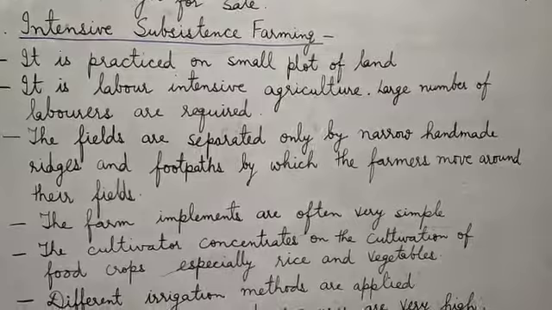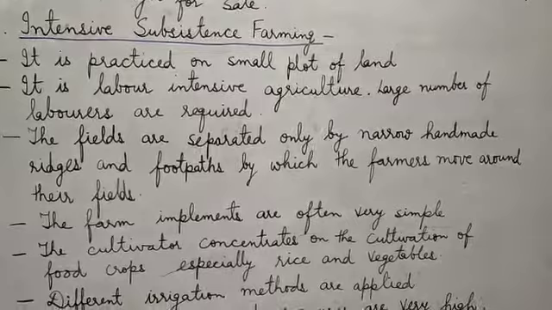So in this type of farming, the farming is done intensively. The farmers grow crops not for sale but mainly to fulfill the needs of the family. So in intensive subsistence agriculture, the farmer cultivates a small plot of land using simple tools and more labor, practiced on a small plot of land.